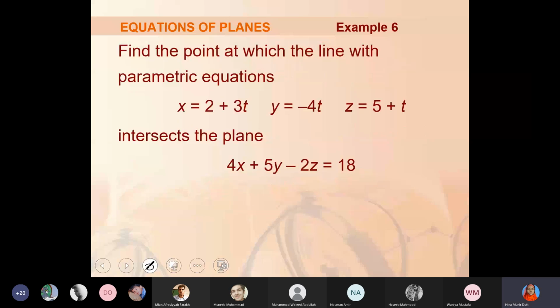Okay, now Example 6: find the point at which the line with this parametric equation intersects this plane. Yes, how will you proceed? We have to find the point of intersection of the line and the plane. Can the intersection of a line and a plane be a line?